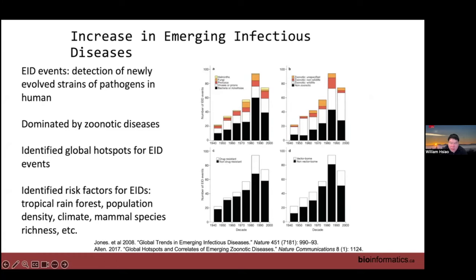In a subsequent paper, they then looked at some of the risk factors associated with these events. And indeed, being in a tropical rainforest, having a higher population density, or having a subtropical climate, and also a richness in mammalian species are some of the highly ranked risk factors.